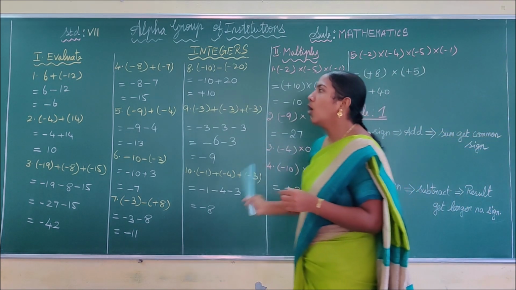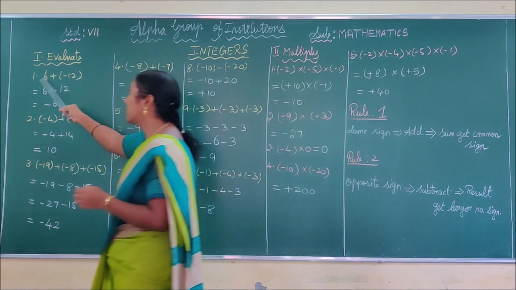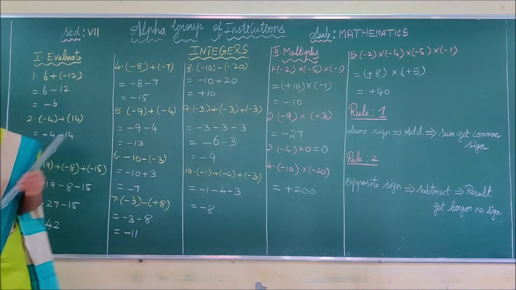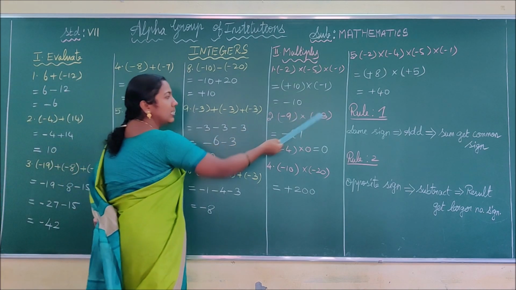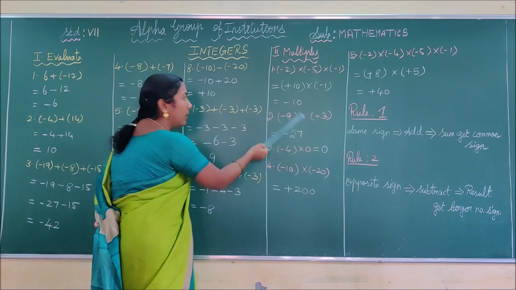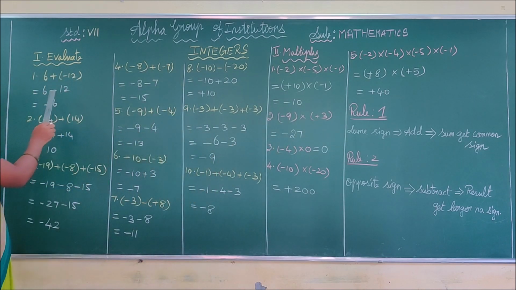See, these are your homework sums. What is the first sum? 6 plus minus 12. Here the operation is plus, that is addition. This is not a multiplication sum. If it is a multiplication sum, then between the integers they give the multiplication symbol, but here this is an addition sum. Okay, so observe the integers first.